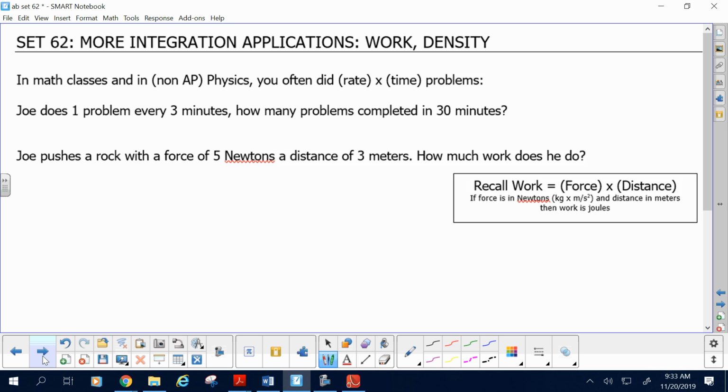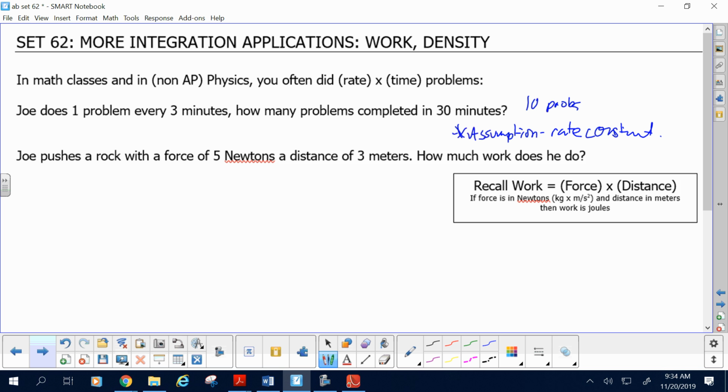In my math classes before this class, or in non-AP based, non-calc based physics, you did rate times time, yeah? You had to do this algebraically. For example, if Joe does one problem every 3 minutes, how many problems completed in 30 minutes? 10 problems. Now that's going with the assumption that, what? He doesn't slow down. The rate is constant.